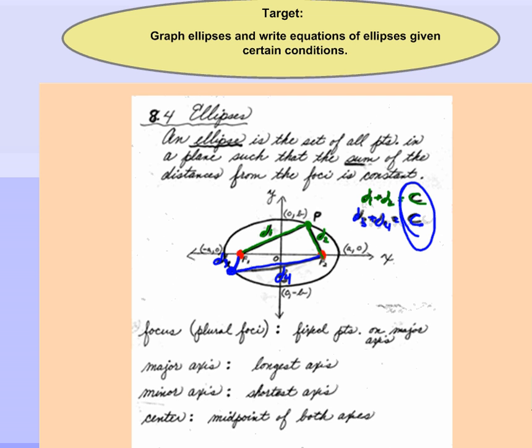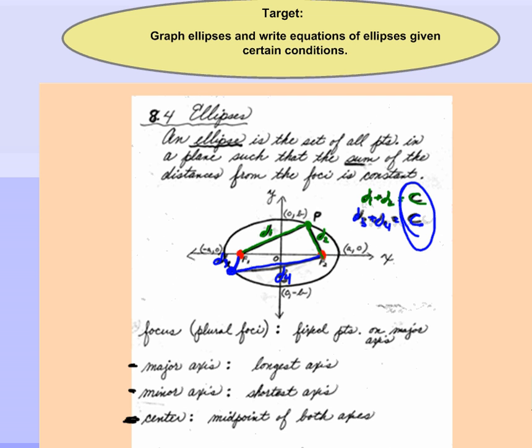The things that we need to be able to know and find out from an ellipse, I'm going to start actually at the bottom. You need to know where the center is. To be able to graph, you need to know where the center is. The center is found at the midpoint of both axes. So it has a major axis and a minor axis. The major axis is the longer of the two.